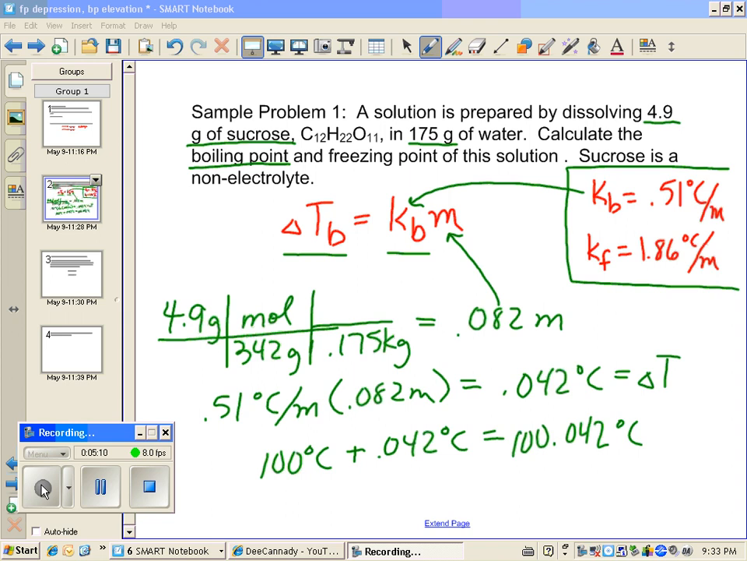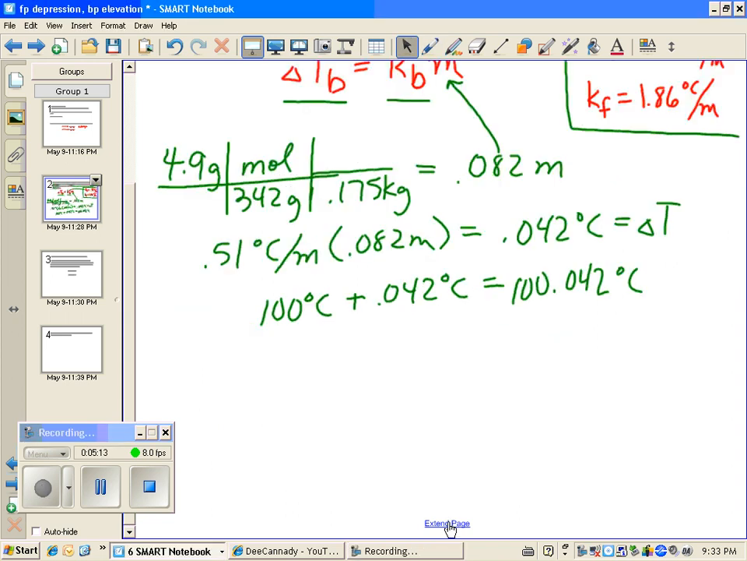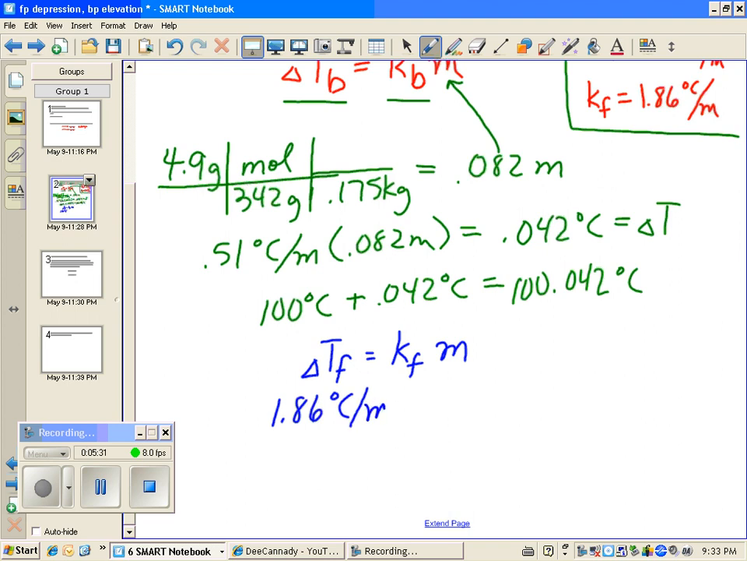Okay? I'm going to extend the page here. If I wanted to do the freezing point, which is also that same problem, I'm going to use this formula. And my m hasn't changed any. So now I'm going to use the 1.86 degrees Celsius molal times my molality, which was 0.082 molal. That comes out to be 0.153 degrees Celsius. Molal canceled out here.